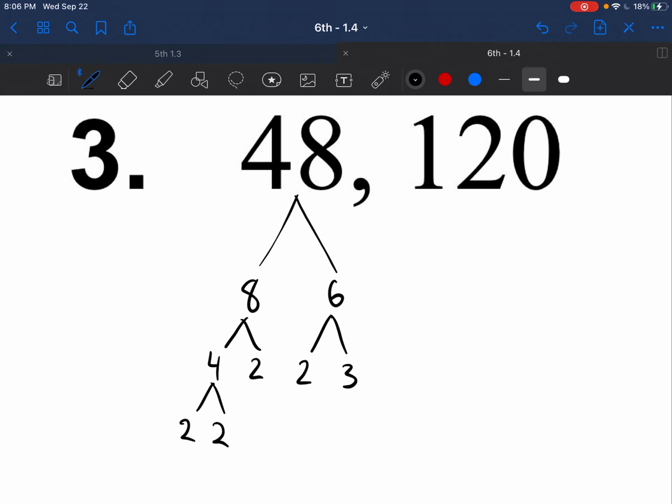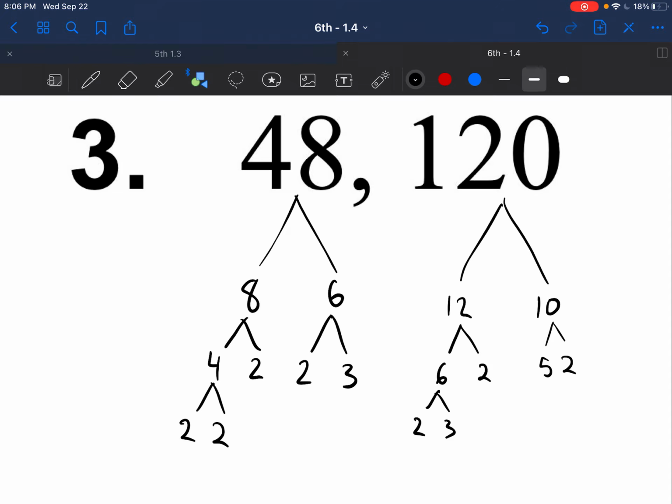All right, let's do 120. I know it's going to be 12 and 10, right? 12 times 10 is 120. 12 is going to be 6 and 2. 6 is going to be 2 and 3. And then 10 is going to be 5 and 2. So now let's see which numbers they have in common. I'm going to highlight them, but it might be easier for you to circle them.